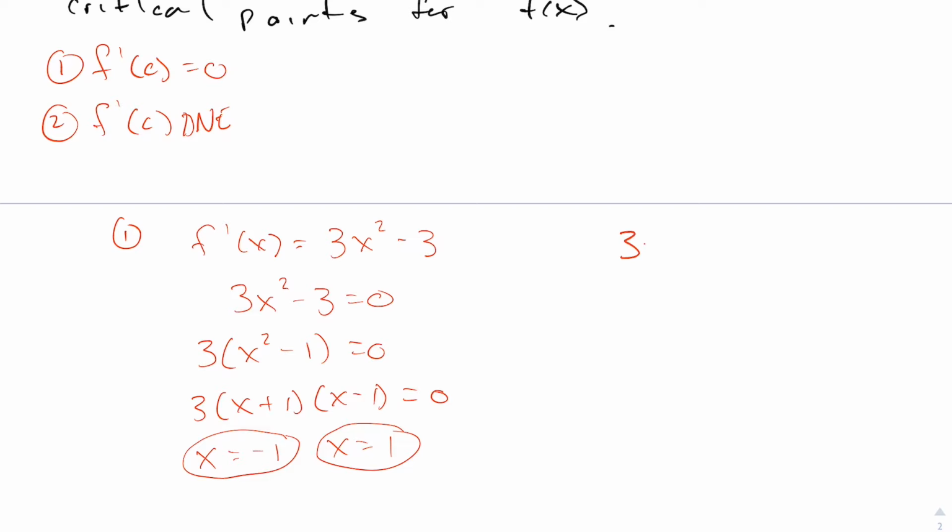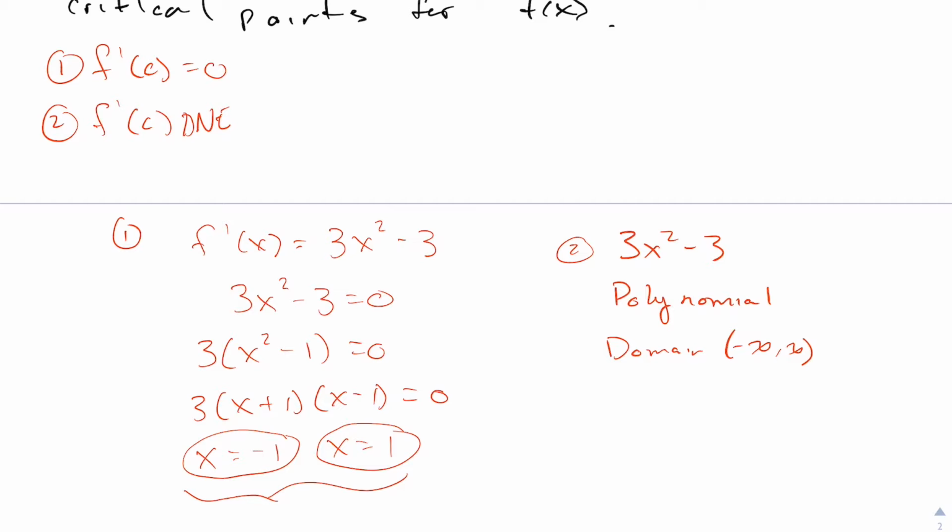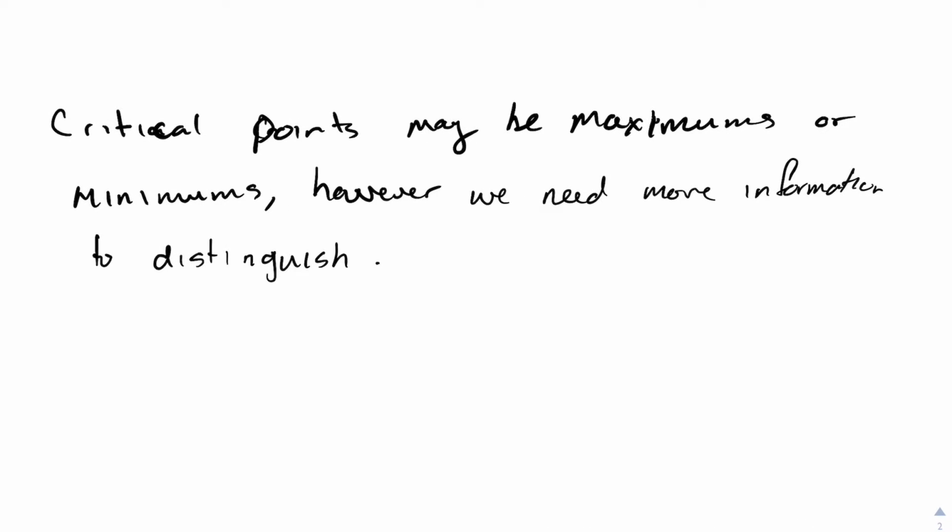And if we notice our derivative, 3x squared minus 3, this thing is considered a polynomial. And its domain, we've talked about, is all real numbers. So there is no point falling into number 2 where our derivative does not exist. So in fact, these two original points here, these are our critical points. So we found our critical points, but really what are they? Critical points may turn into maximum or minimum values. However, we are going to need some more information to determine what they are. We're not quite sure yet.